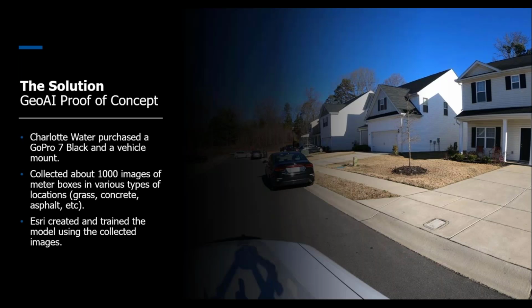So the solution for Charlotte Water was to actually do a GeoAI proof of concept with Esri. Charlotte Water purchased a GoPro 7 Black and mounted it on that vehicle as it drove around the city. It collected about 1,000 images of water meter boxes in various locations. And then Esri created and trained the model from the collected images. I can say I helped out on this process. And it's effectively sitting at your computer looking at lots of images and circling the features that you're looking for, in this case, the water meters.